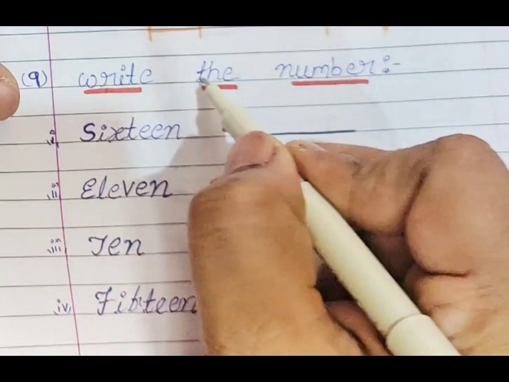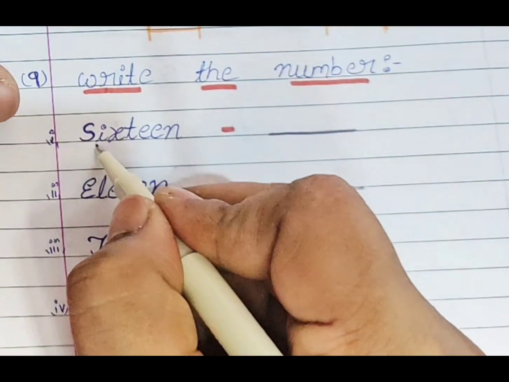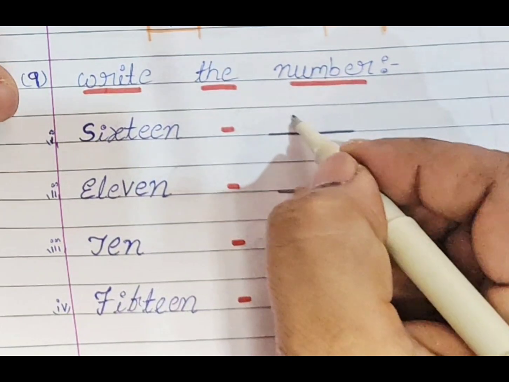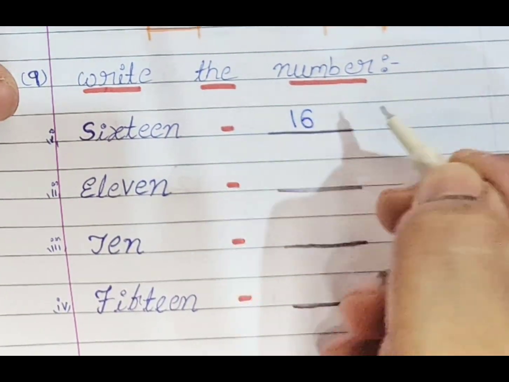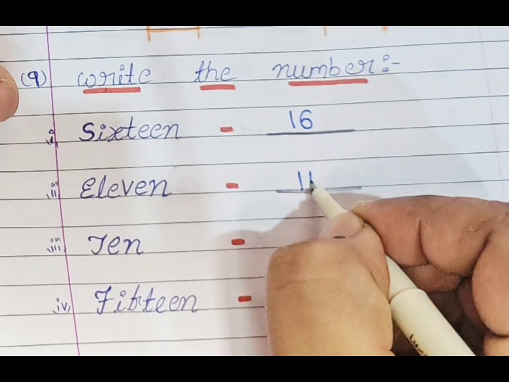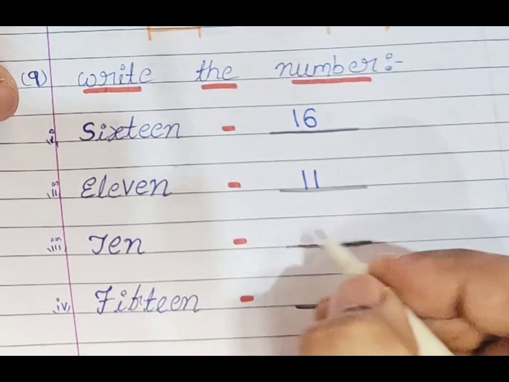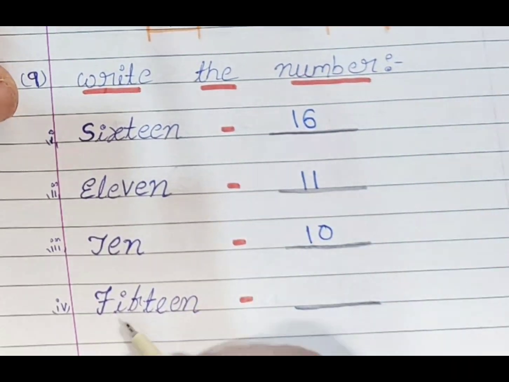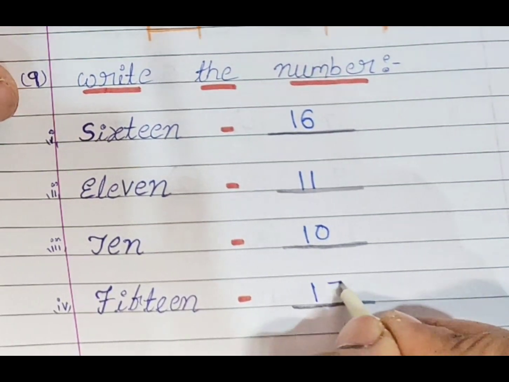Here, write the numbers. So here given 16. So you have to write 16. Here 11. Here we write 11. 10. Here 15.